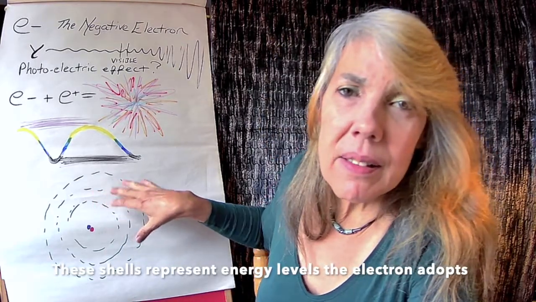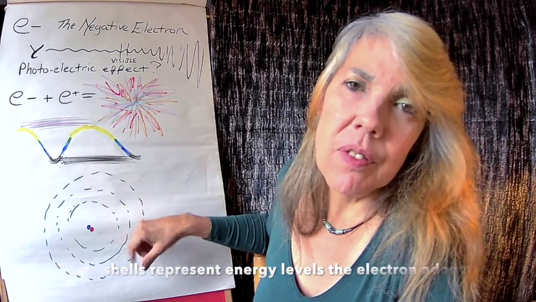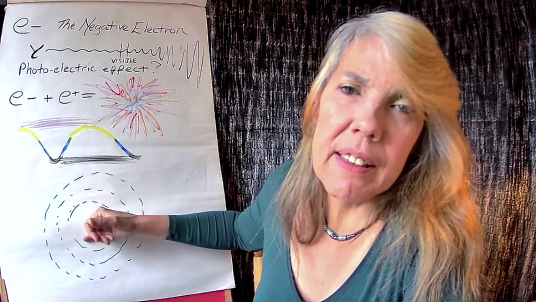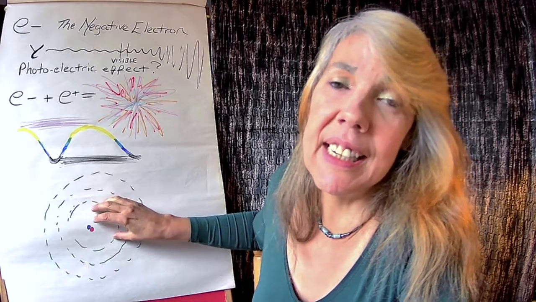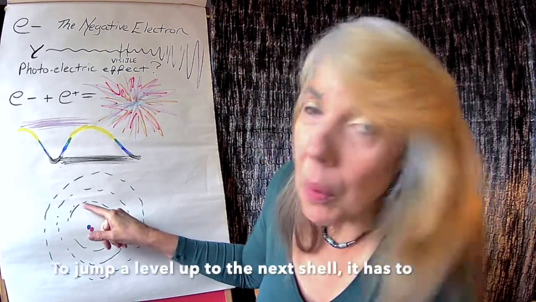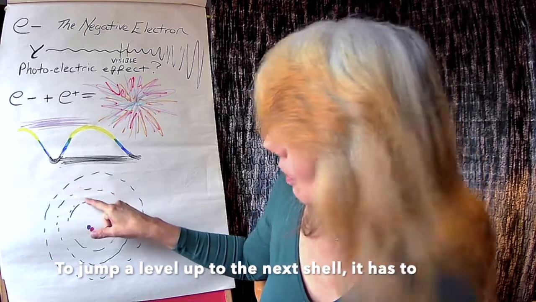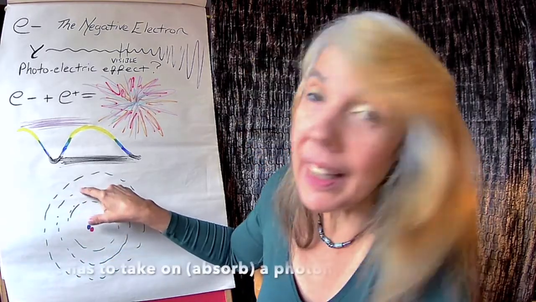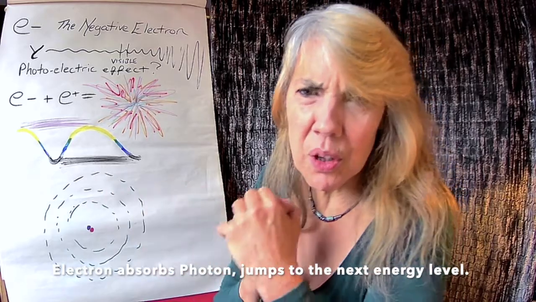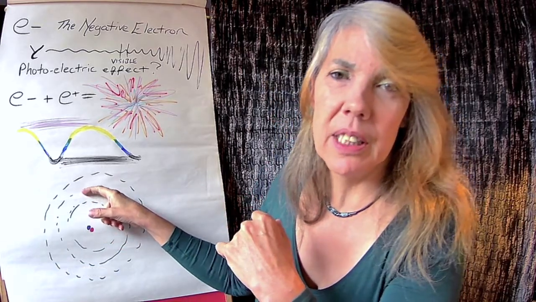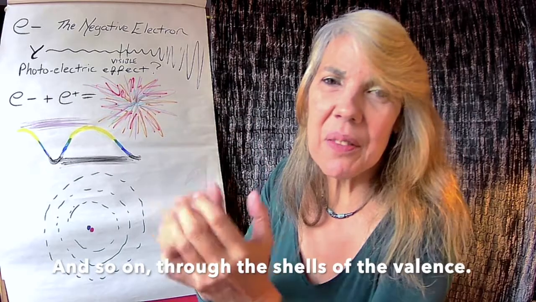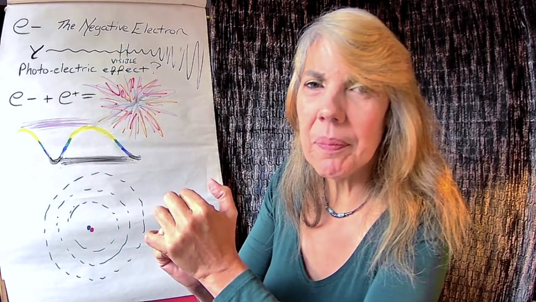But these shells represent energy levels that the electron has. So when it's in a shell that's close to the nucleus, it's said to be in its ground state. That's the lowest energy level that it can get to. To go up an energy level and jump from that shell to that shell, it has to take on a photon. So that's what happens. The electron will absorb a photon in order to jump up an energy level. And then it will take on another photon, and then another photon, so that it can jump up an energy level. There are subshells.